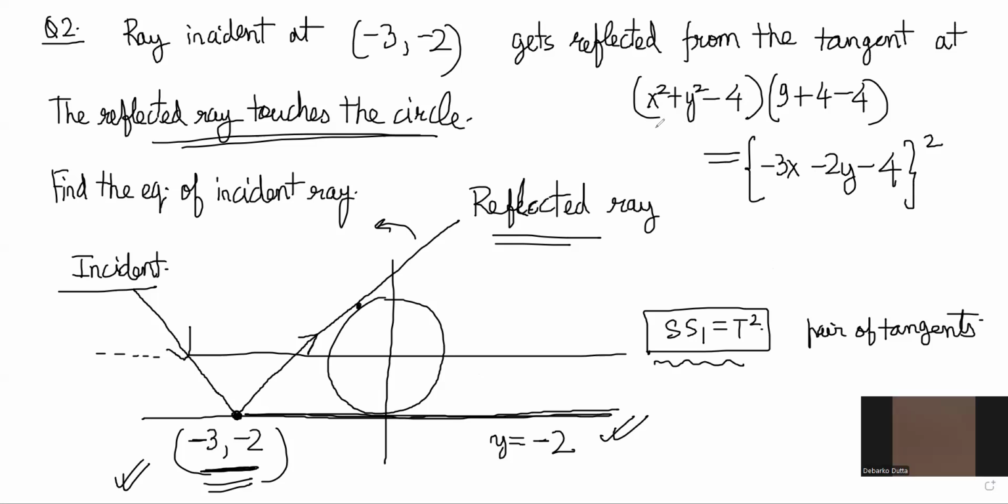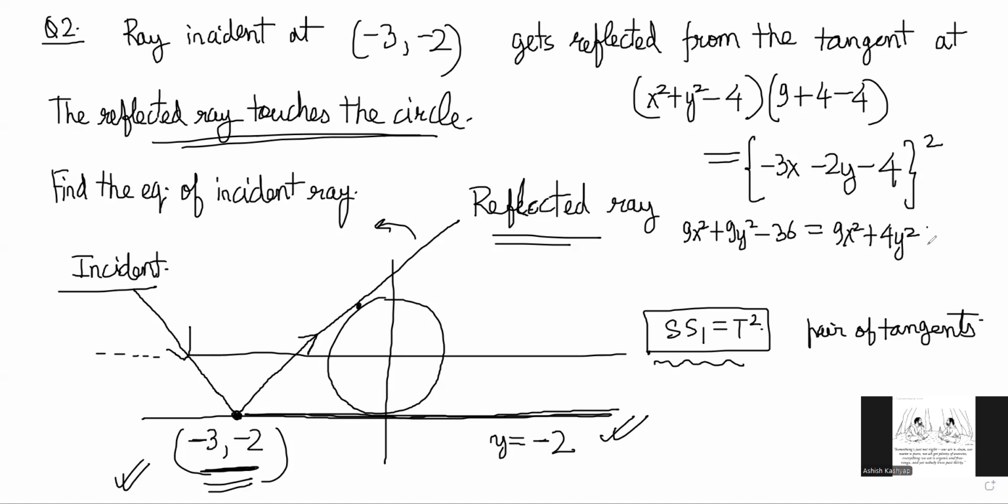Yes, sir. So this equation is now becoming 9x square plus 9y square minus 36 is equal to, let's square this side also, 9x square plus 4y square plus 16. Okay, we can take all the minuses outside. Minus is gone, so everything is plus now: 12xy plus 24x plus 16y, right?